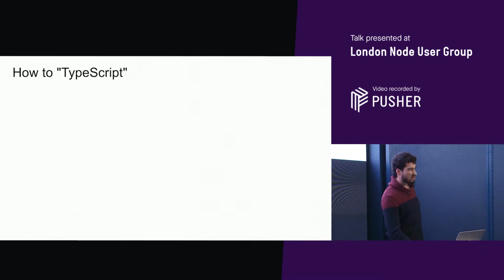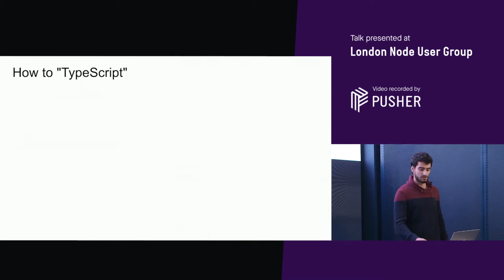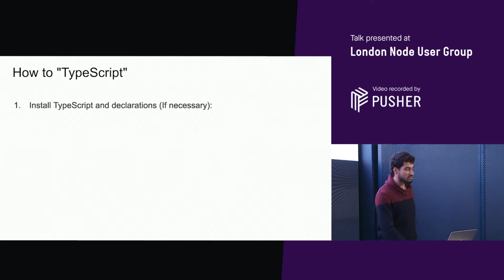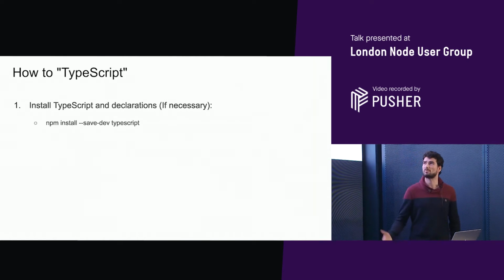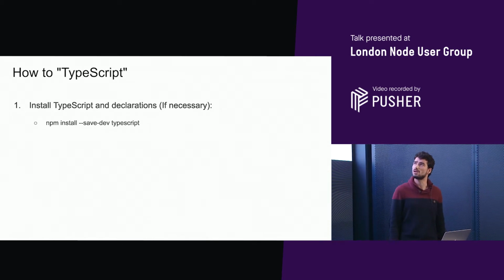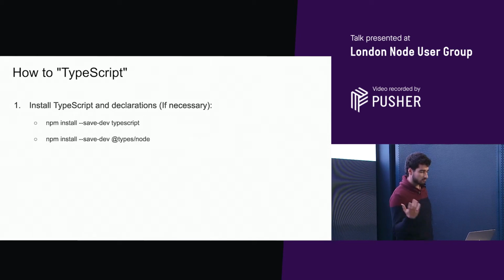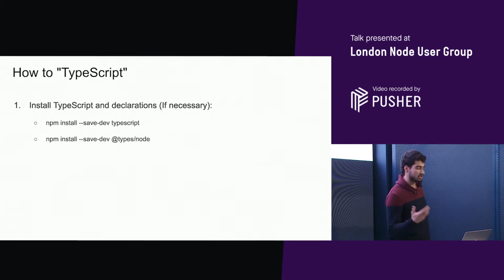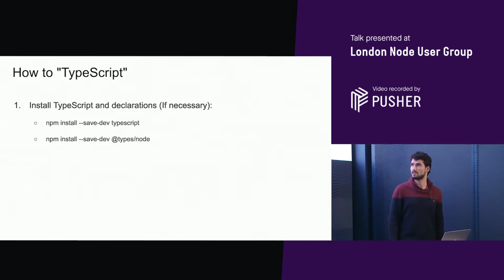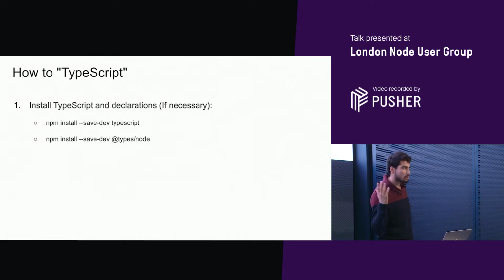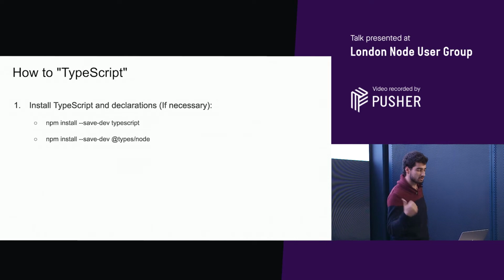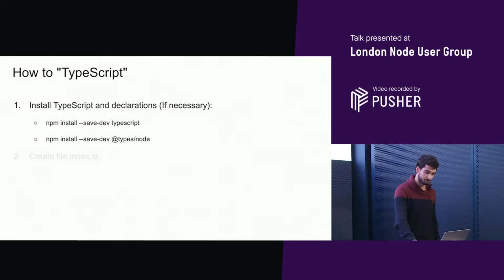So how can we start using TypeScript? First we install TypeScript as a dev dependency. We can also install it globally. If we have some external dependencies, we install them as a normal package. In this case, I'm installing the node declarations. If you are in the node environment and you need to access the node libraries and the node properties, you need to install these declarations.